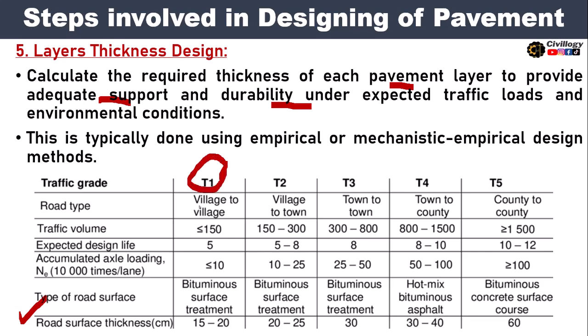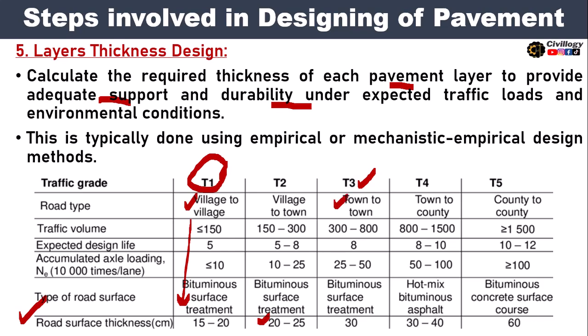If you are constructing a village to village road, then it varies, as you can see over here. Then if you are constructing a road from village to town, then road thickness increases as it depends upon various factors, as I have already discussed: traffic volume, traffic density and the type of the traffic. Then the third type of traffic grade is T3, which is town to town.